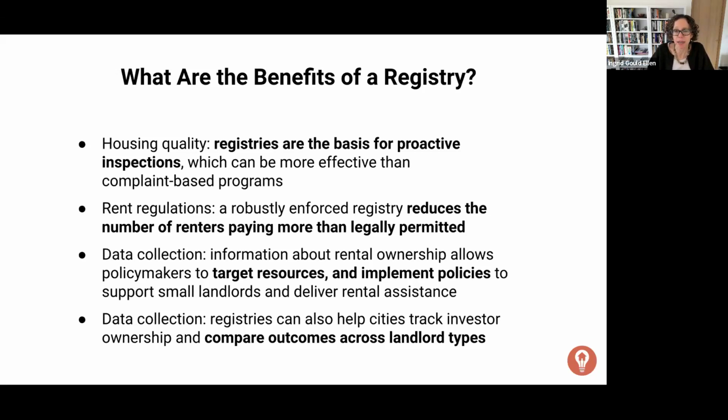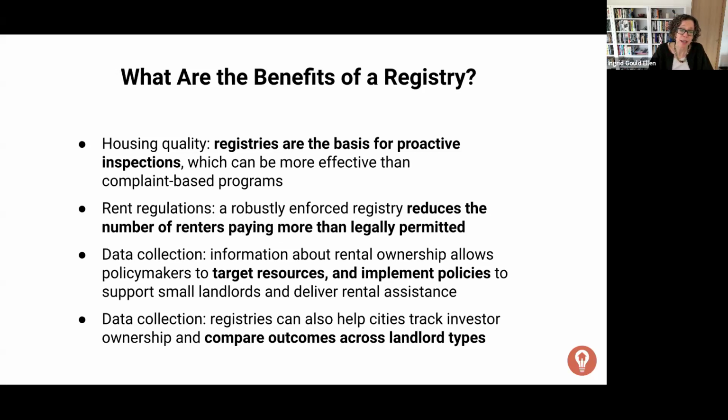They track information about rental ownership, which allows cities to target policies, let's say, to small landlords, to deliver rental assistance. One of the things that many cities were plagued with, which Claudia and I have worked on before, was delivering the federal emergency rental assistance program that was implemented at the start of the Biden administration. A lot of cities really were slow in delivering that rental assistance during the early part of the pandemic because they couldn't identify the owners. They didn't know who owned the buildings.